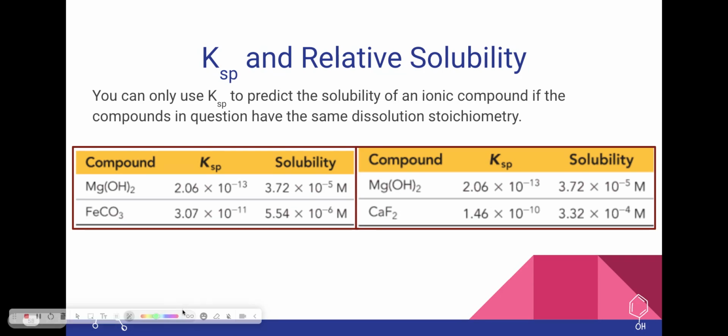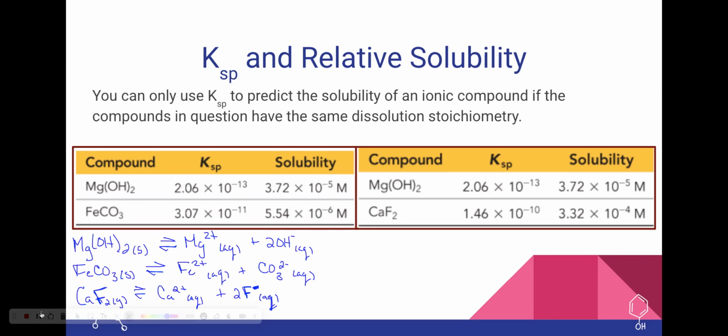And so what I mean by that is, if we were to, I'm going to quickly write all of the dissolution equations for these 4 ionic compounds, and we'll talk about how their stoichiometry is going to allow us to compare them or not to compare them. So let me write them down real quick.